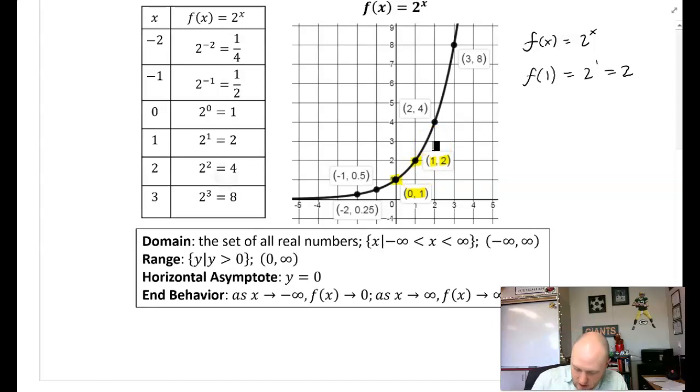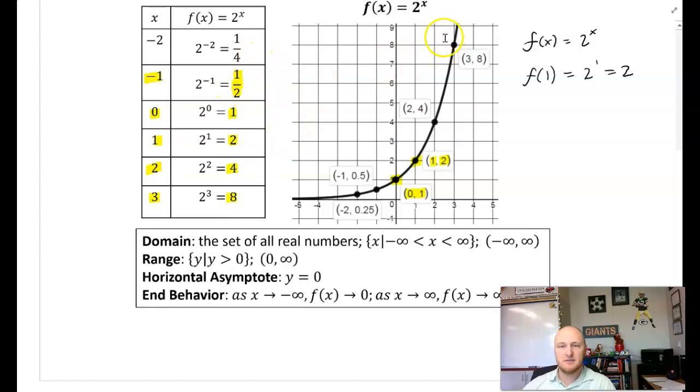Now, key points that we're going to go ahead and include in our graph are going to be these following points. -1, 1/2, 0, 1, 1, 2, 2, 4, and 3, 8. And you'll notice that these points, they grow by multipliers of 2.